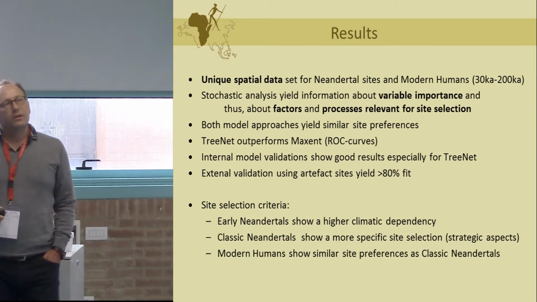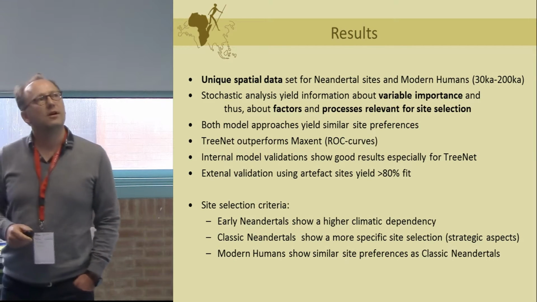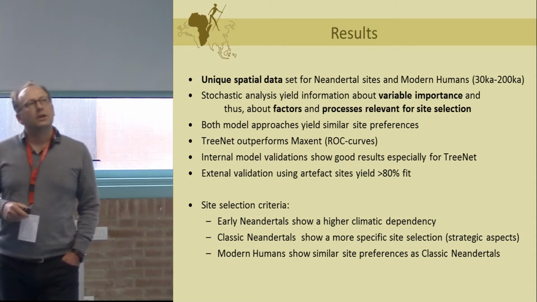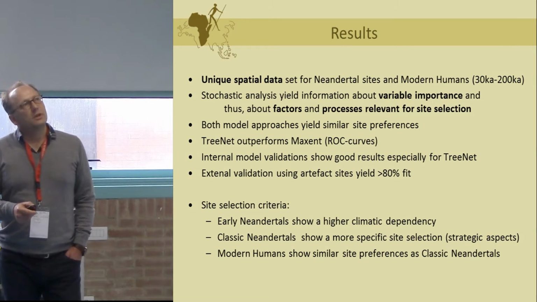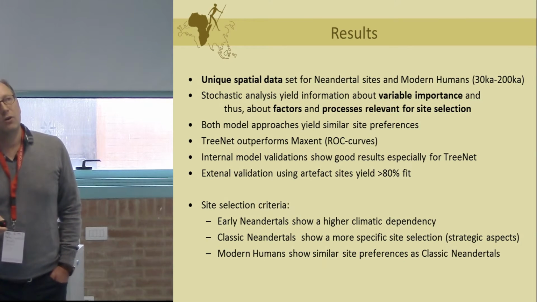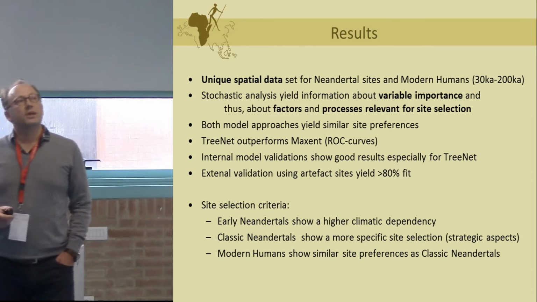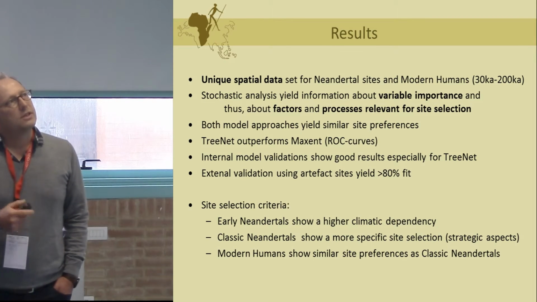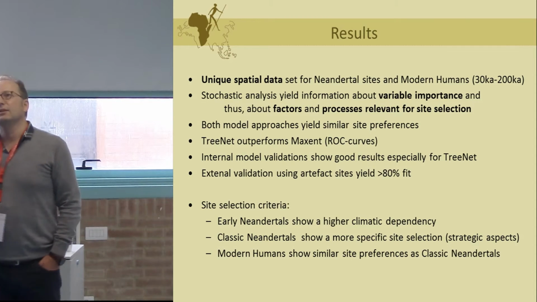Concerning the site selection criteria, we have shown that the early Neanderthals have a higher climatic dependency, obviously, because we have more parameters describing the climatic issues in the diagrams. Classic Neanderthals show more specific site selection criteria, so they also took into account the strategic aspects, which for the early Neanderthals play a minor role. And last but not least, modern humans show quite similar preferences as the classical Neanderthals.